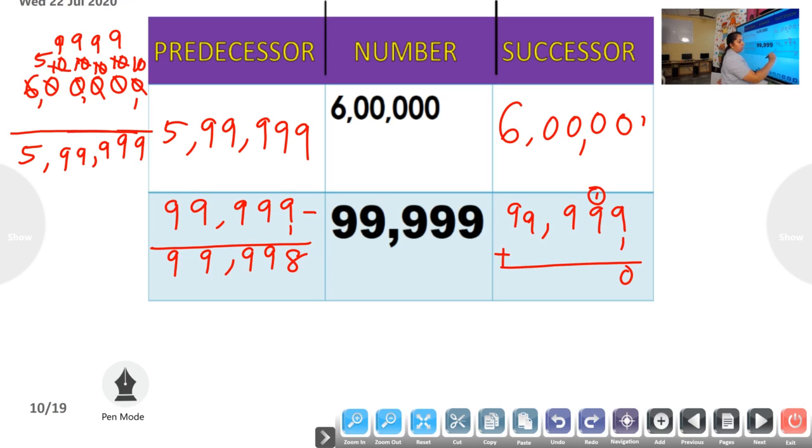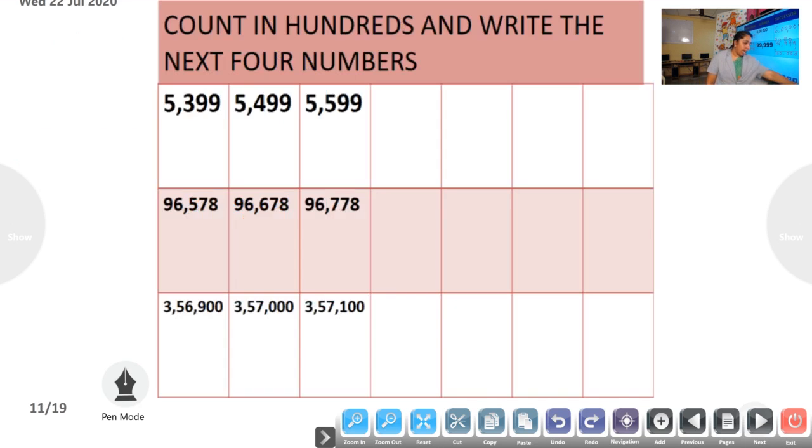Yes, carryover is there. Yes, 10. 9 plus 1 is 10. Again you are getting carryover there. 9 plus 1 is 10. Again carryover. 9 plus 1 is 10. Then again you are getting the carryover. 9 plus 1 is 10. Is it clear? So you are getting 1 lakh. The number just after, that means successor of 99,999 is 1 lakh. Is it clear?